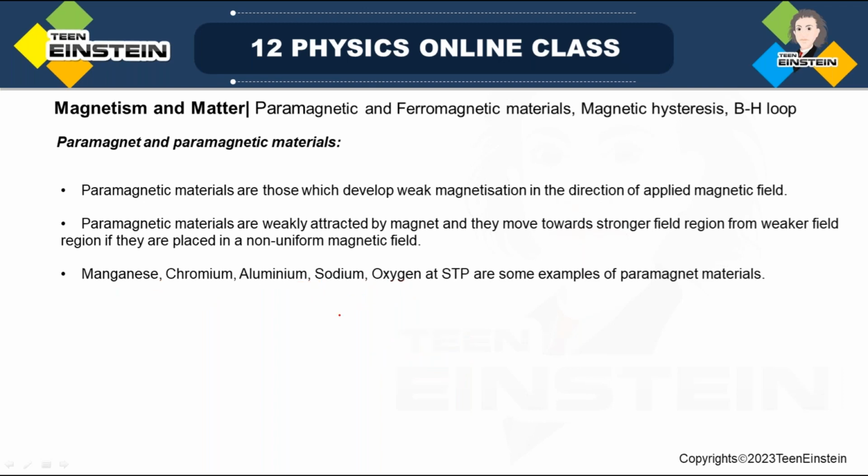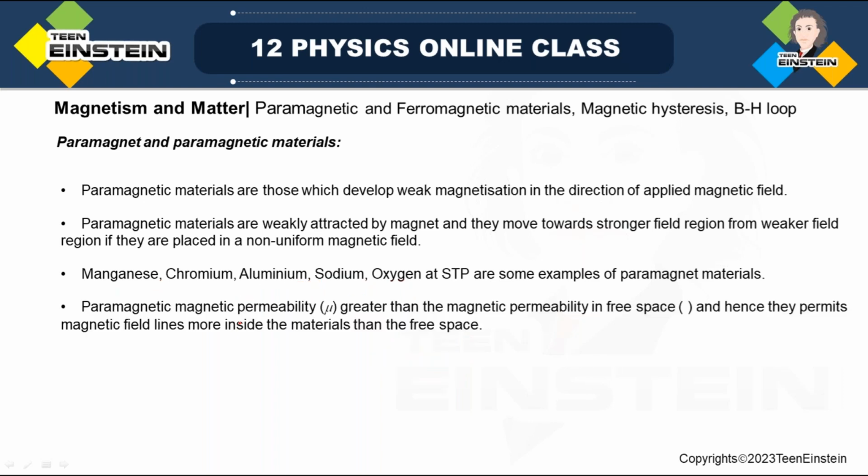Now another point. See here, this is magnetic permeability. Then we have relative magnetic permeability. Then mu zero is actually the permeability in free space. I have already discussed what permeability is. I'll tell you the meaning of that again. This is called relative permeability.